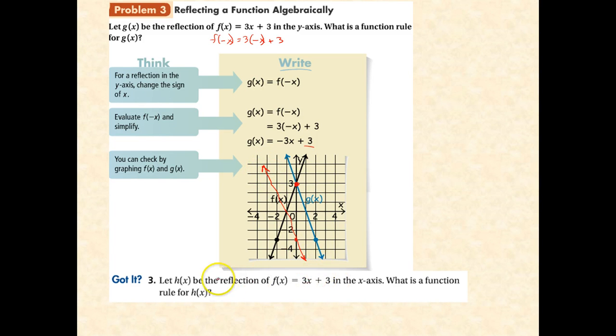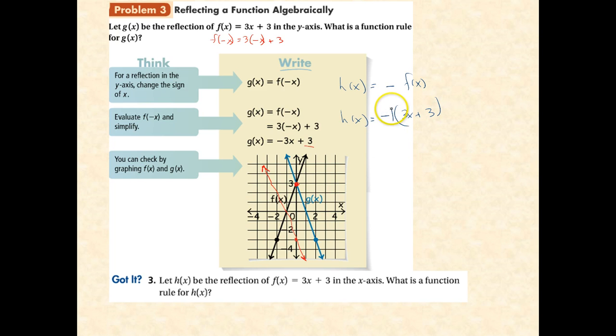Okay, so remember that reflecting across the x-axis changes the sign of the y value, which is the f of x. So we need to do negative f of x. So f of x is 3x plus 3, so we need to do negative of 3x plus 3. H of x is negative f of x. So h of x equals negative (3x plus 3).